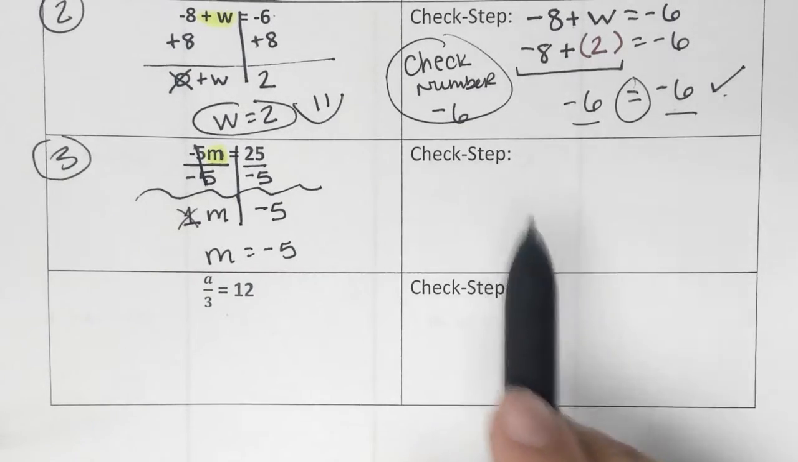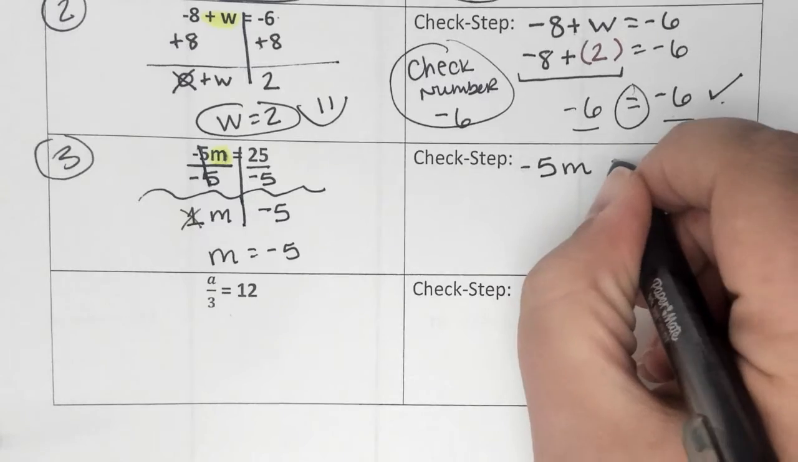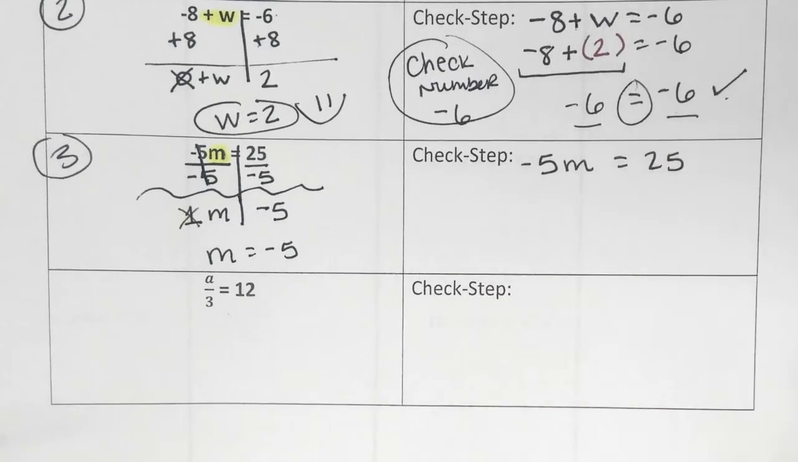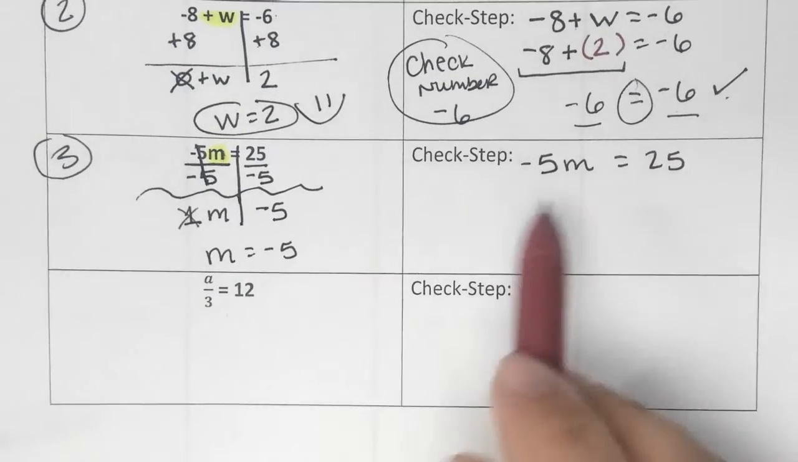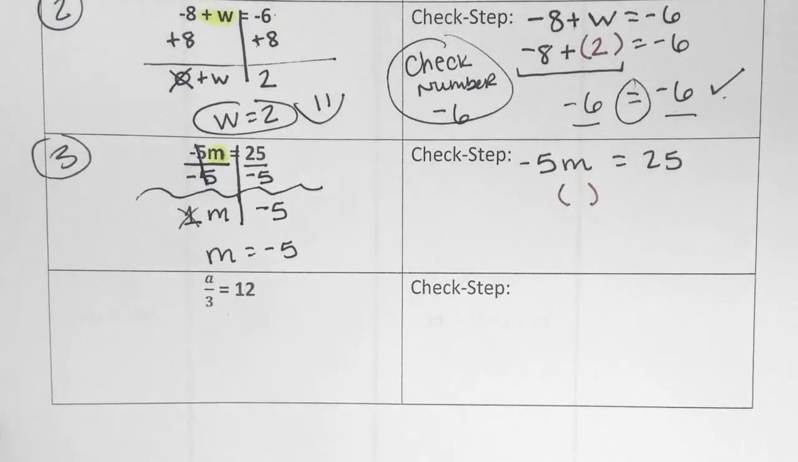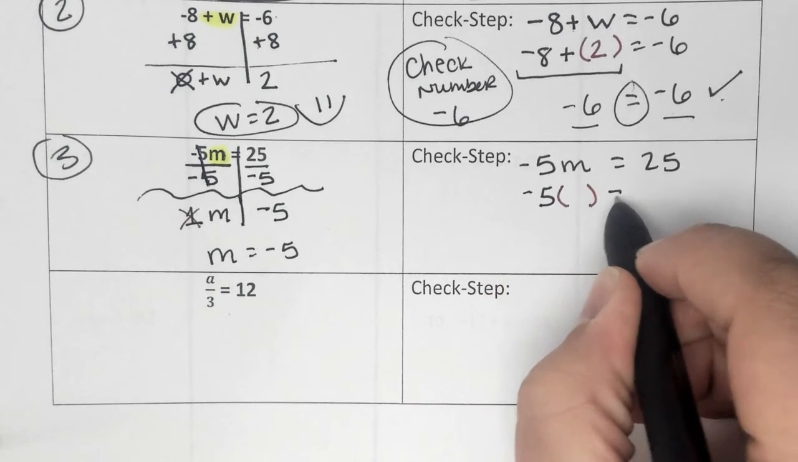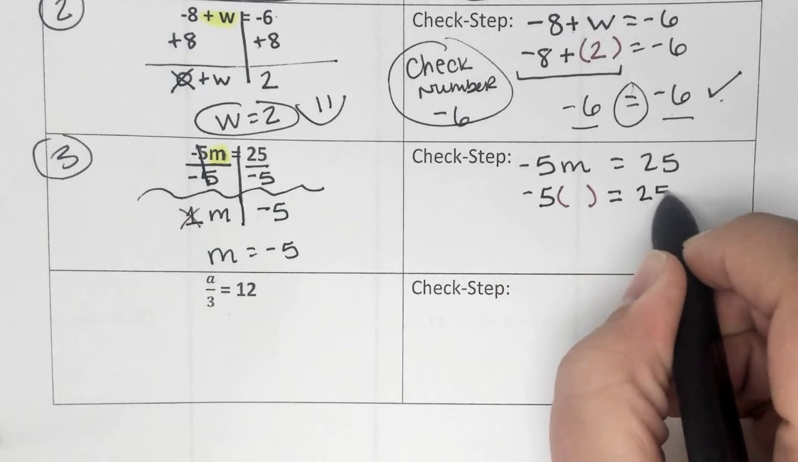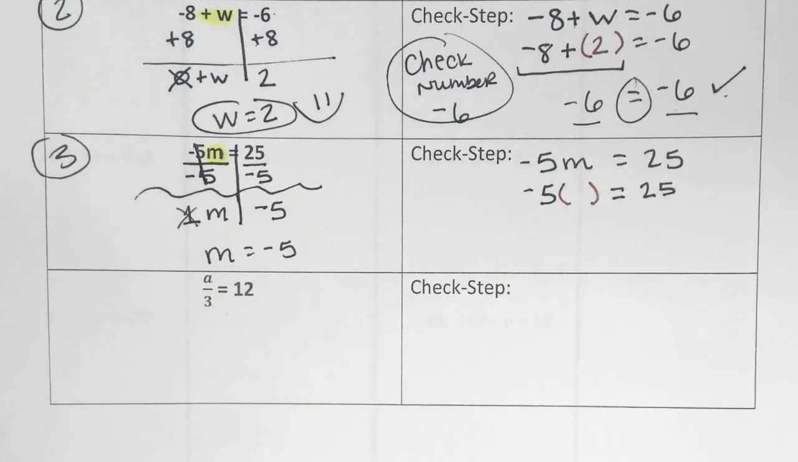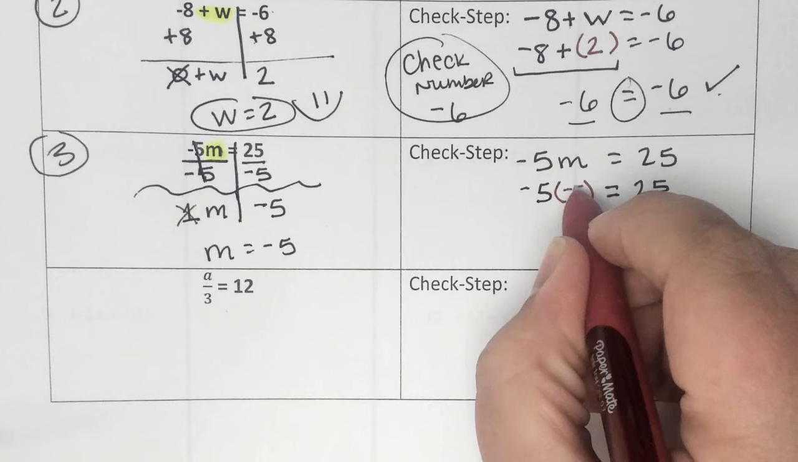Now we're going to check ourselves. So I rewrite the equation, -5m equals 25. Instead of writing m, I'm going to rewrite this again, but with a bubble in m's place. There's a -5 to the left of the bubble, then I have an equal sign, a 2, and a 5. We think that m is -5, so inside of the bubble I put -5.